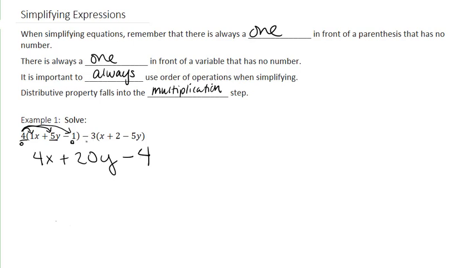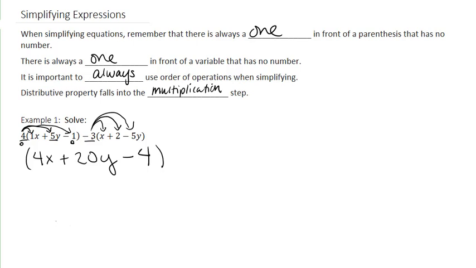Now let's go ahead and look at this negative 3. Notice we have a negative in front of the 3. So we will multiply that by each term inside the parentheses. So we will multiply negative 3 times x, negative 3 times 2, and negative 3 times negative 5y. So let's go ahead and solve.